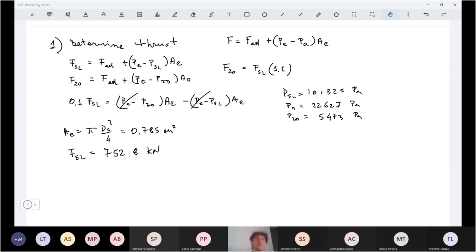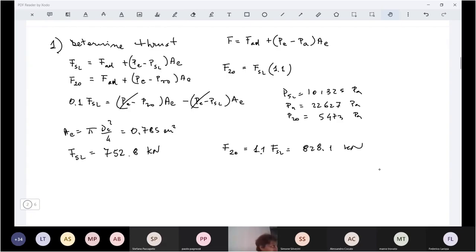Not a small thrust. It's 75 tons of thrust. Of course, once we know the thrust at sea level, multiplied by 1.1, we also know now the required thrust at 20 kilometers, which is 828.1 kilonewtons.